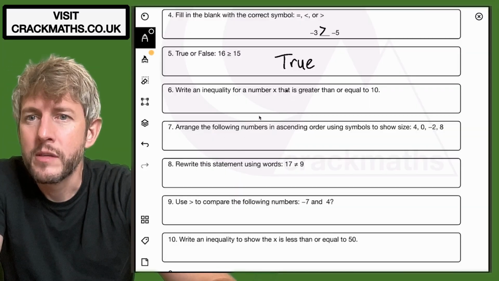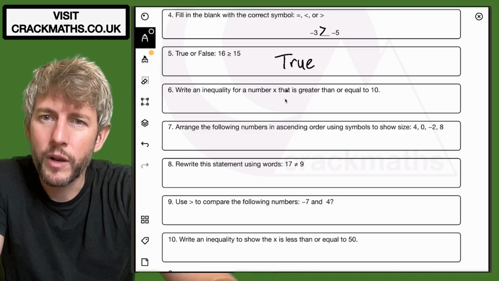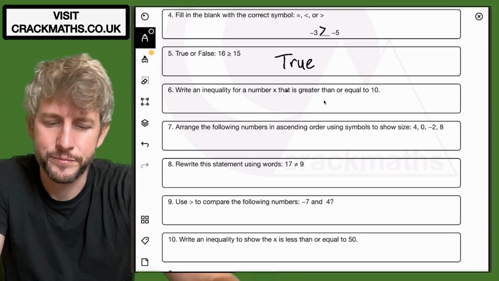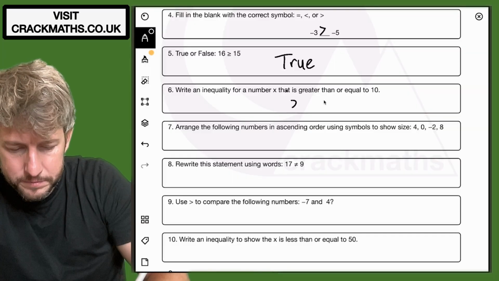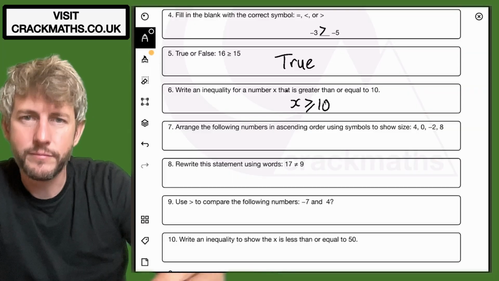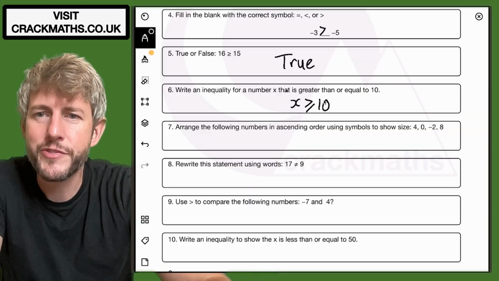Okay. 6. Write an inequality for a number x that is greater than or equal to 10. So x is greater than or equal to 10. Here we go.